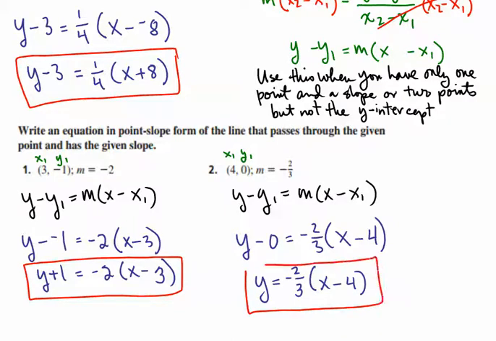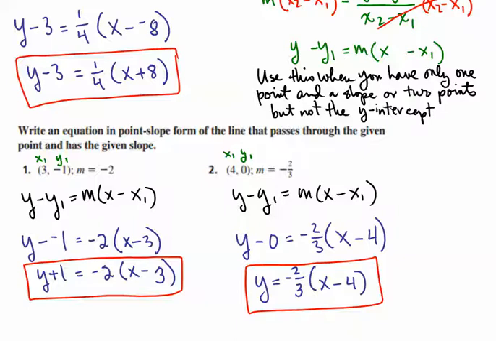And that is going to be it for these three examples, and so I'm going to end this video at this point. What have we done? We've learned, given a point, x1, y1, and a slope, m, to insert them properly into the point-slope form of the linear equation.